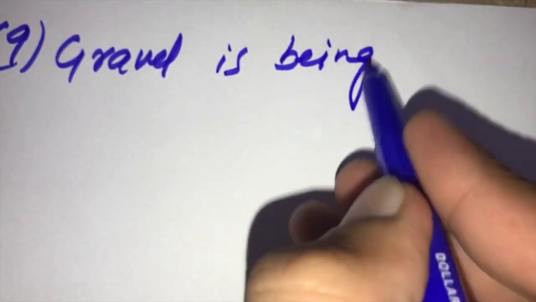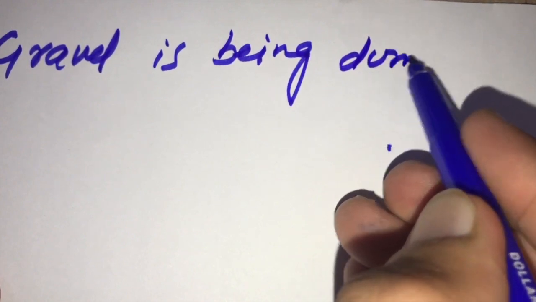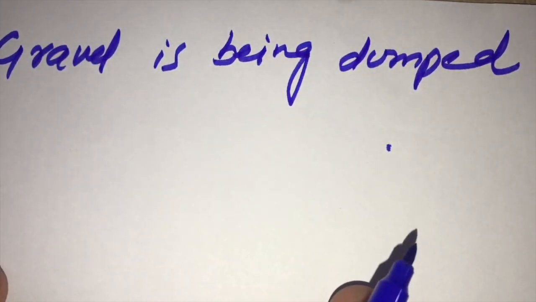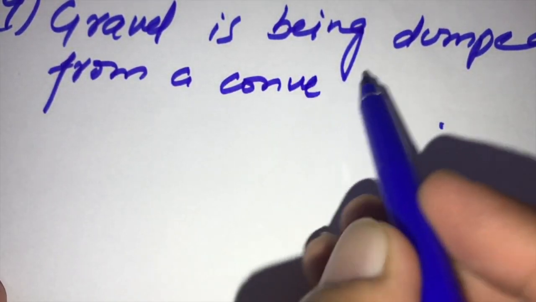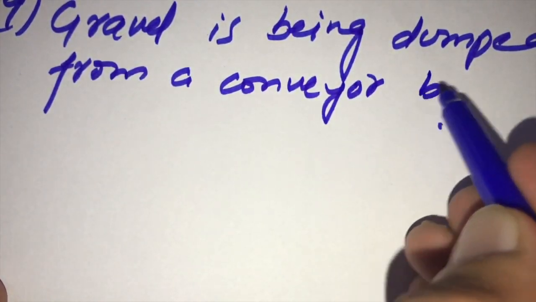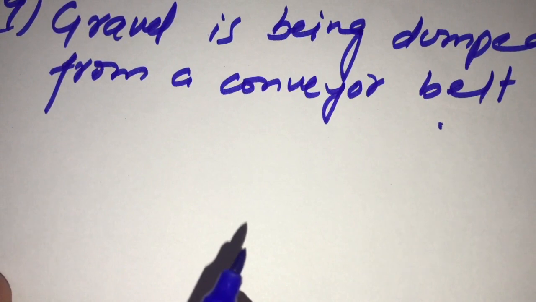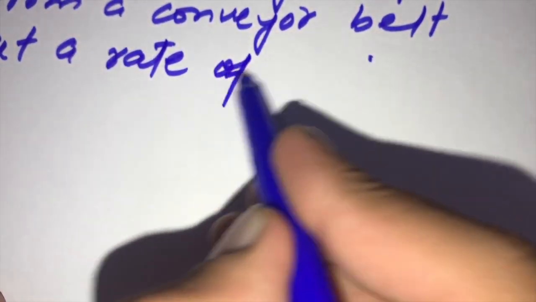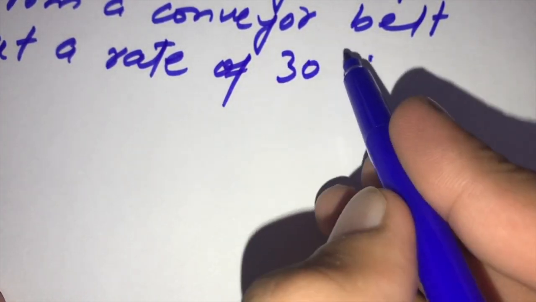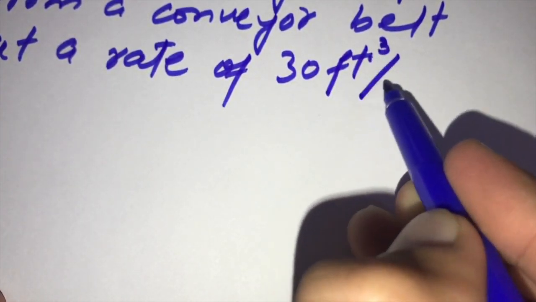Our question number 9 is: gravel, G-R-A-V-E-L, gravel is being dumped from a conveyor belt at a rate of 30 feet cube per minute.